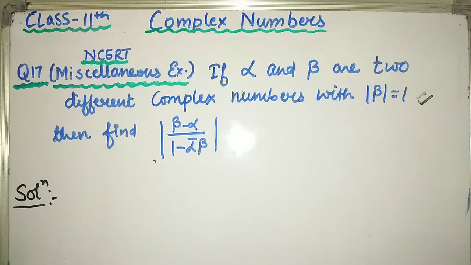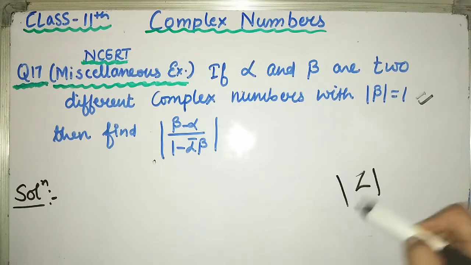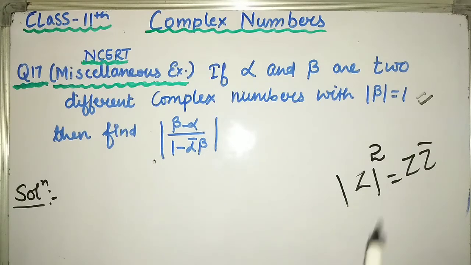So how to tackle these kinds of problems? What you have learned in previous videos, you know it very well. Modulus of z square is equal to z times z bar, and I am going to use this result in this question. Otherwise, without this result, I am not able to do this sum. If you have any idea to solve this question, you can share it in the comment box. Otherwise, you have to apply this result and get the answer.